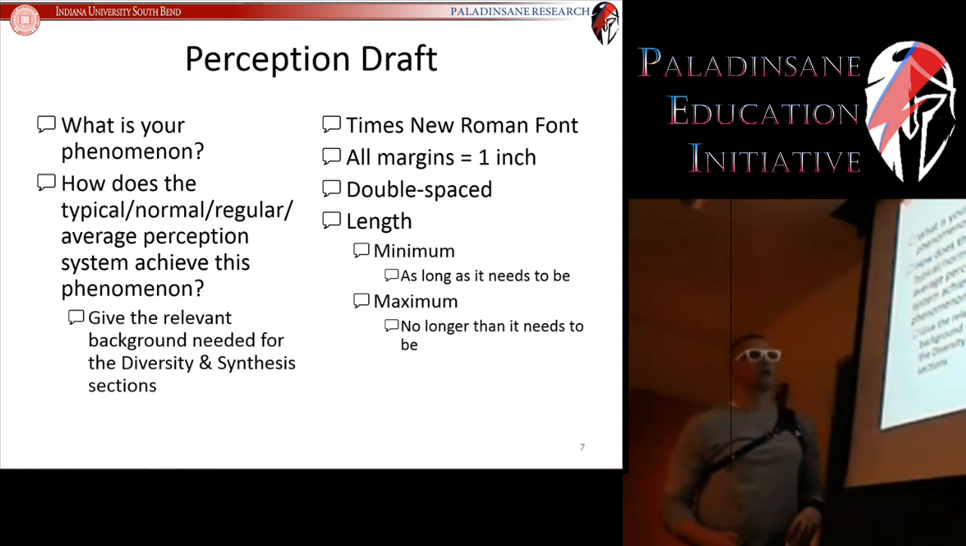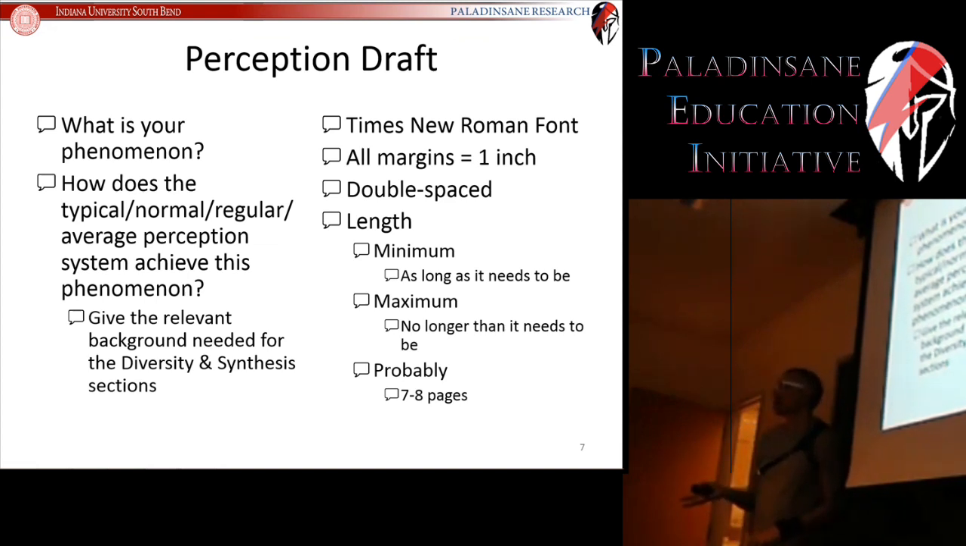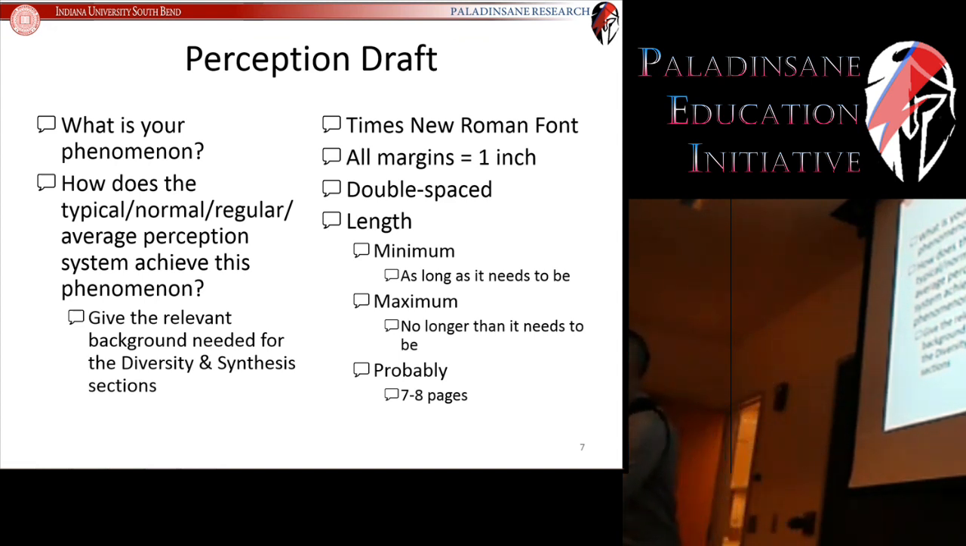If you're looking for a number to shoot for, it's probably going to be 7 to 8 pages. If you need that number, that's typically what I've found is long enough without being too long. In my experience, that's going to be enough background to get the perception draft. All right, so that's your general outline of your perception draft.